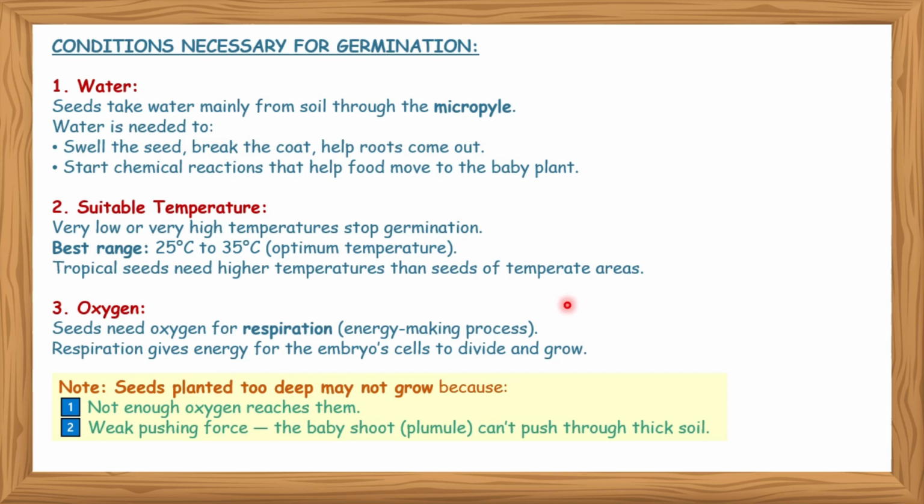Oxygen. Seeds need oxygen for respiration, the energy making process. Respiration gives energy for the embryo cells to divide and grow. Seeds planted too deep may not grow because not enough oxygen reaches them. Also, with weak pushing force, the baby shoot or plumule cannot push through thick soil.